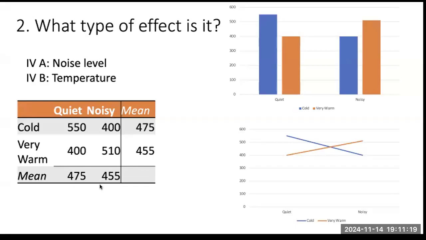Now let's look at temperature. Average score when it was cold is 475. Average score when it was very warm is 455. So you also have a main effect of temperature. Now, if you want to know if there's an interaction effect, the easiest way to look is on the line graph. If the lines are crossing or starting to converge, then you know it's an interaction effect. Any questions about interpreting this one?